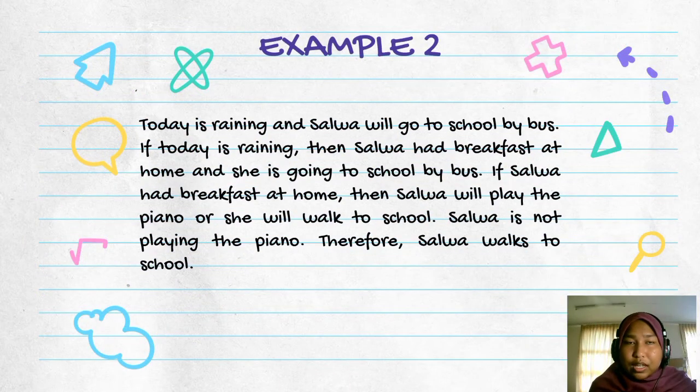We continue to the next example. We read the argument first. Today is raining and Salwa will go to school by bus. If today is raining, then Salwa had breakfast at home and she is going to school by bus. If Salwa had breakfast at home, then Salwa will play the piano or she will walk to school. Salwa is not playing the piano, therefore Salwa walks to school.